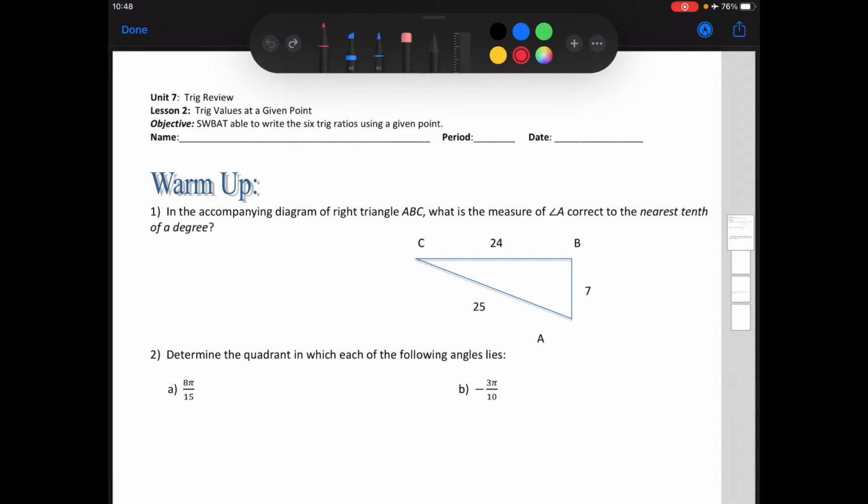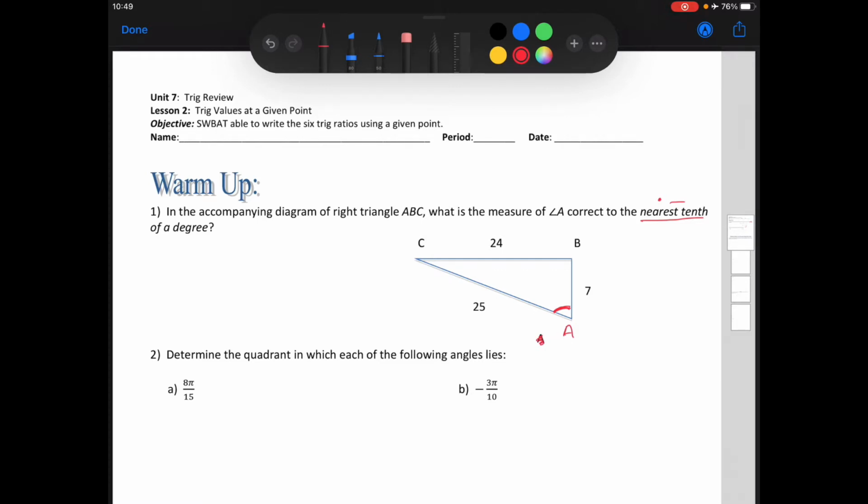Warm-up number 1. In the accompanying diagram of right triangle ABC, what is the measure of angle A, correct to the nearest tenth of a degree? Whenever it tells me to round, I always like to underline and put a placeholder. So I know it's going to be rounded to one decimal place. It's telling me to find the measure of angle A, and all the side ratios are given. A is actually here.